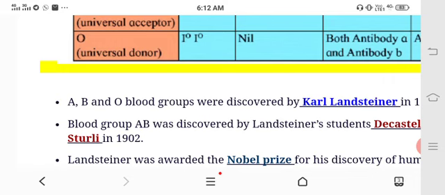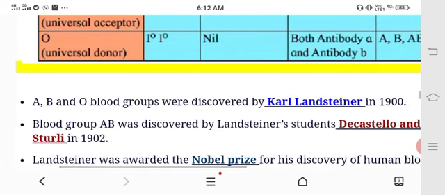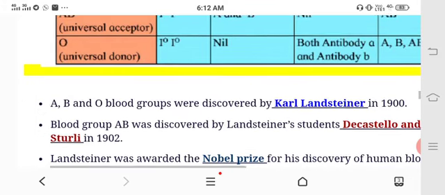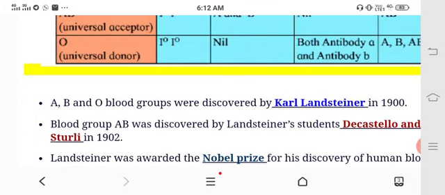The A, B and O blood groups, ABO blood groups, were first discovered by Karl Landsteiner in 1900. Later on, the blood group AB was discovered by Landsteiner's students, Decastello and Sturli. For his great work, Landsteiner was awarded the Nobel Prize for the discovery of human blood groups.